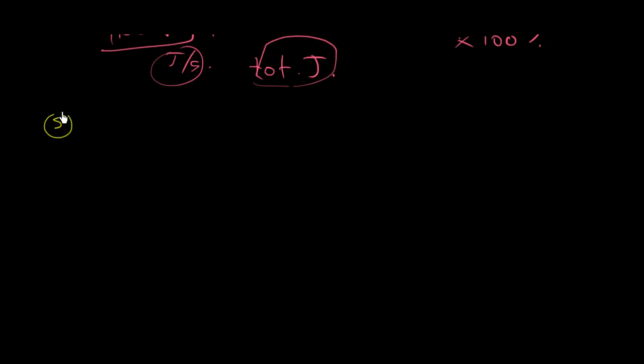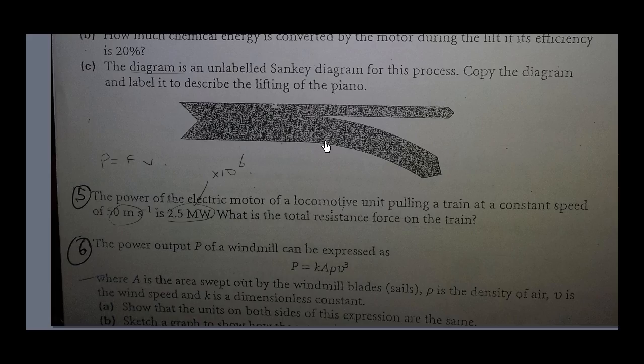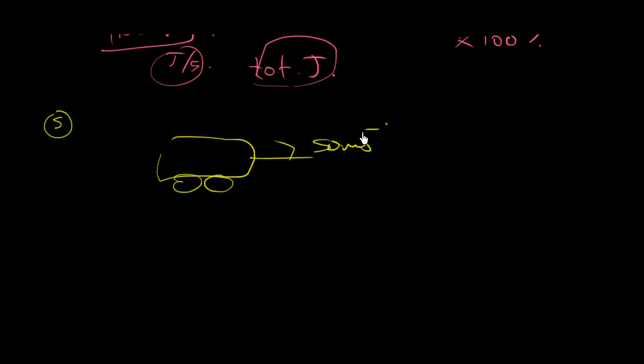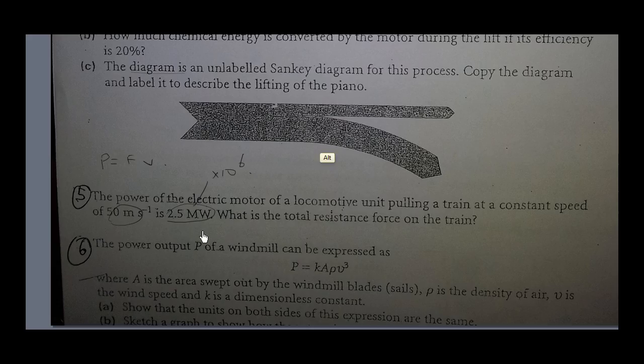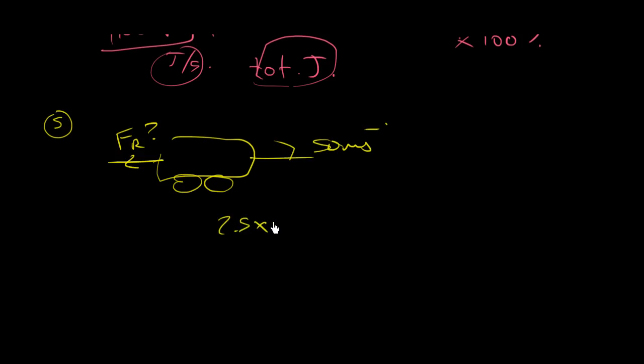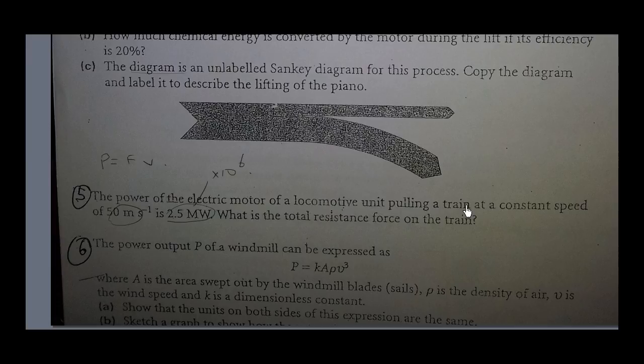Question 5. You have a train moving along with a velocity of 50 meters per second, and there is some resistance, the force of resistance, which you don't know. They tell you the power is 2.5 times 10 to the 6 watts, which is 2.5 megawatts, and they ask you for the resistance. This is a really easy question because they tell you it's going at a constant speed, and once again, these are the super keywords, very important to see.